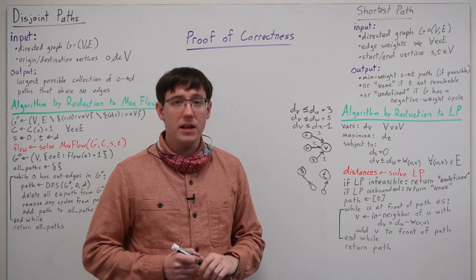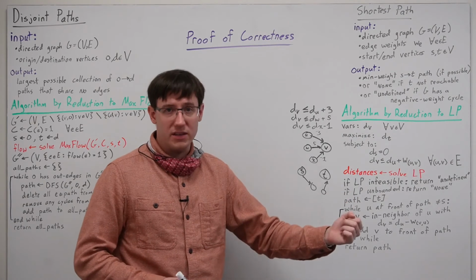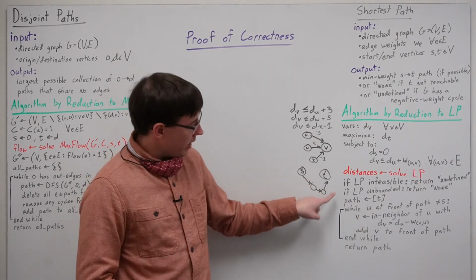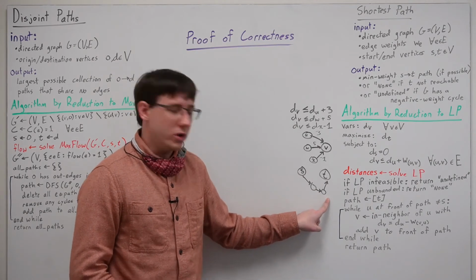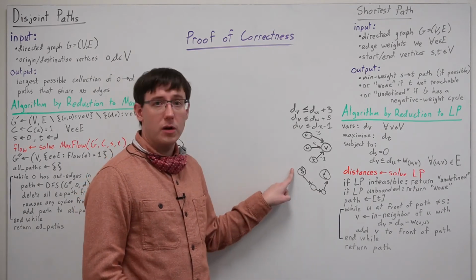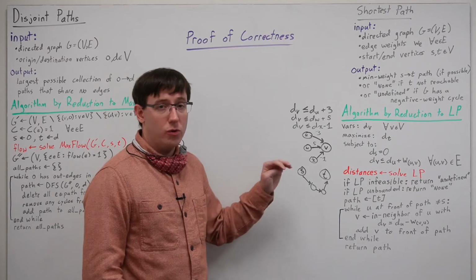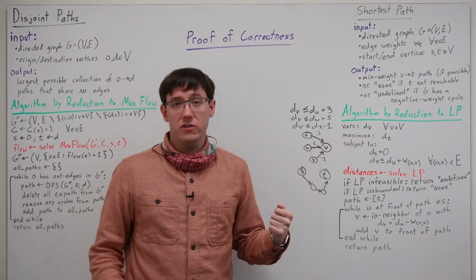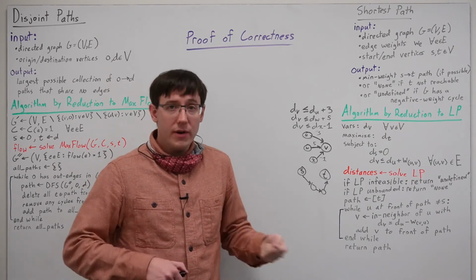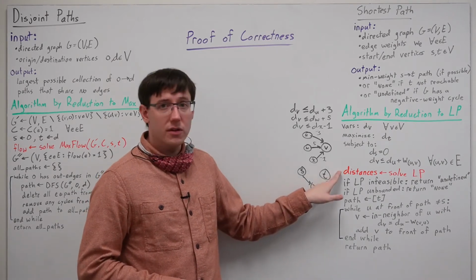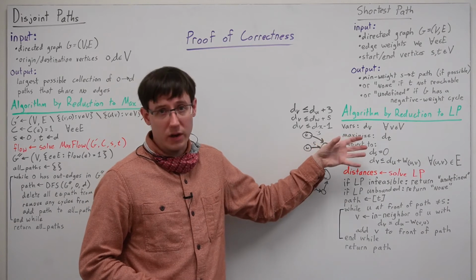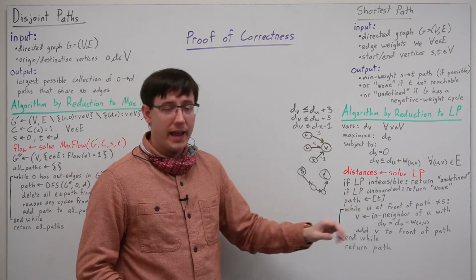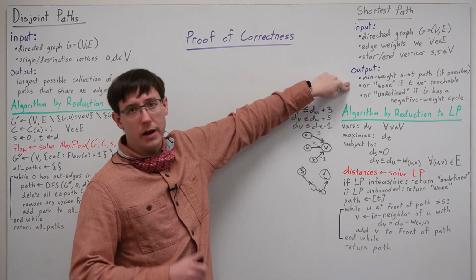On the other hand, if we have a path from s to t, then t's distance is constrained by the distance to this vertex, which is constrained by this one, which is constrained by s, and so now there will be a finite upper bound on how large the distance to t can be. So if our LP solver tells us that the objective is unbounded, then we conclude that there is no s-t path, and therefore we return none.